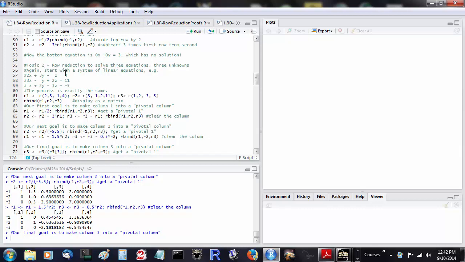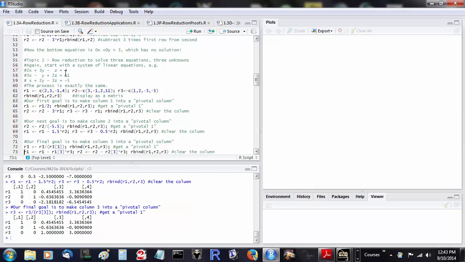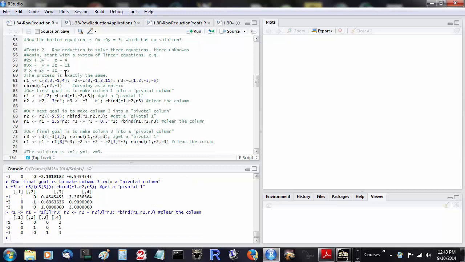For the third column, I have to divide by the bottom entry. And instead of entering that numerically, I will just give it its name in R. That is the third entry in the third row, R3 square brackets 3. So there's my pivotal 1. I now have to subtract that from the first and second rows. And again, I can do that without retyping numbers by just using the third entry in row 1 and the third entry in row 2.